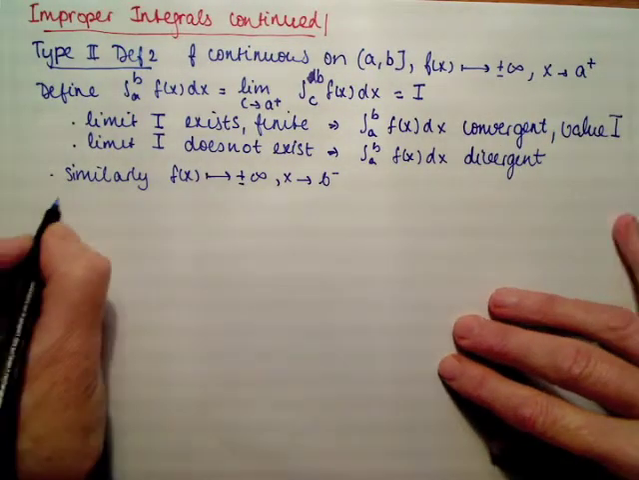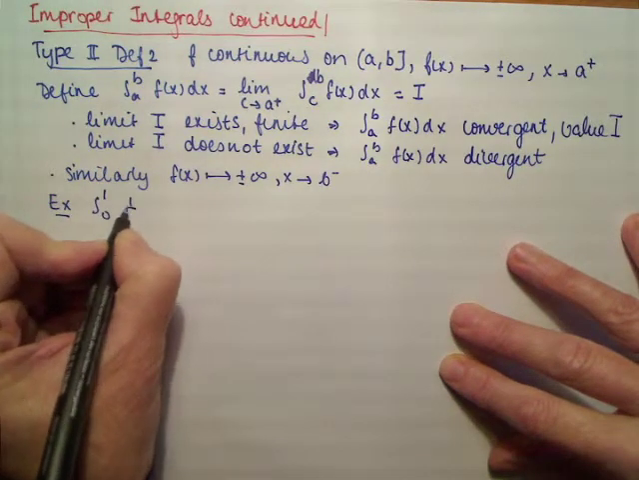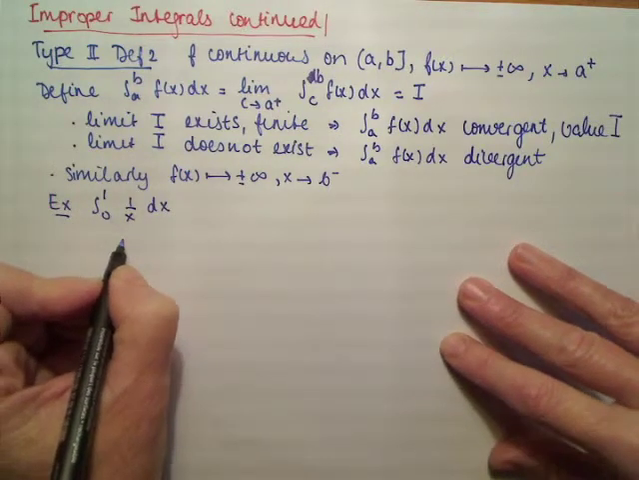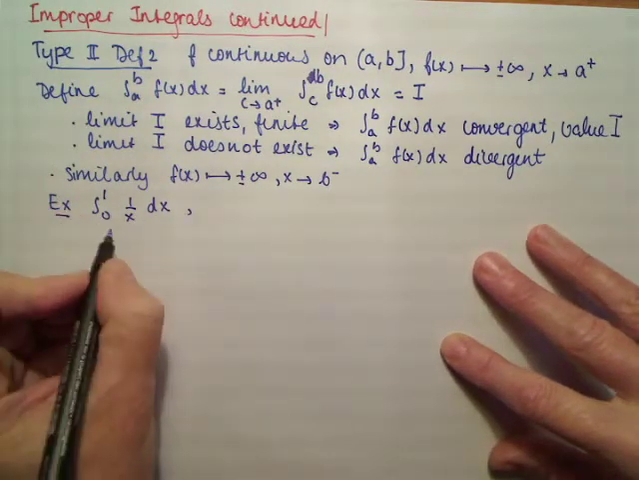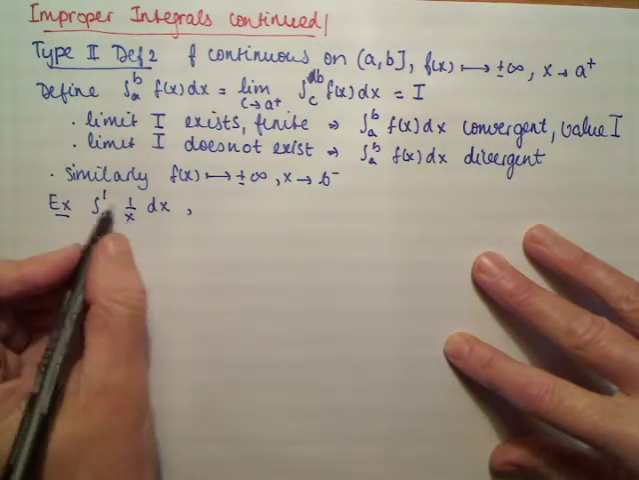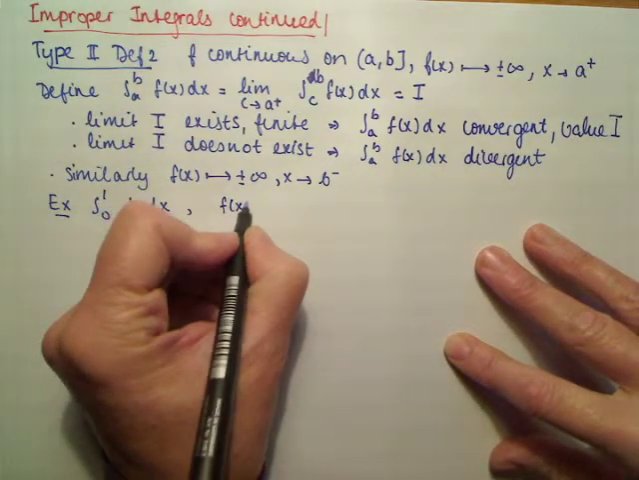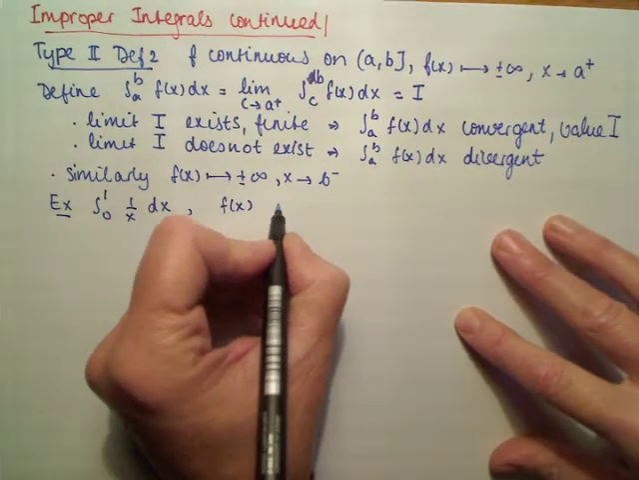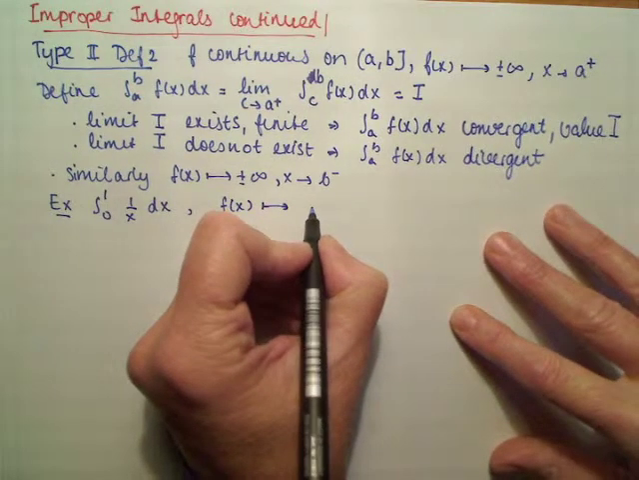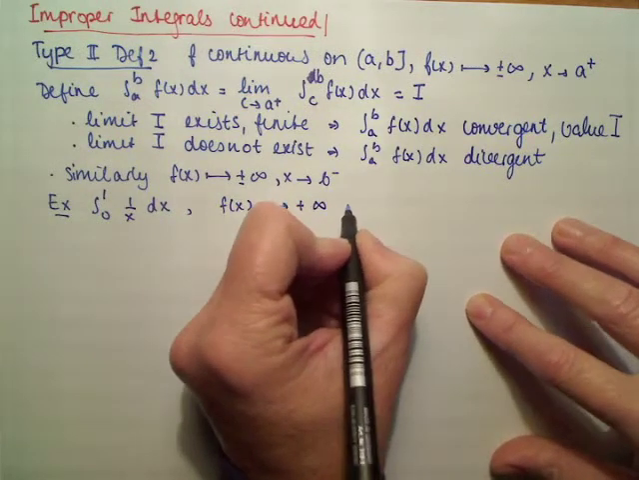Okay, let me give some examples. Suppose that we wish to calculate the integral of the function 1 over x over the interval 0, 1. Clearly, if we look at the values of this function at 0 and 1, at 1 it's well defined, but at 0 it is not. In particular, if x converges from the right to 0, then the function value converges to infinity.